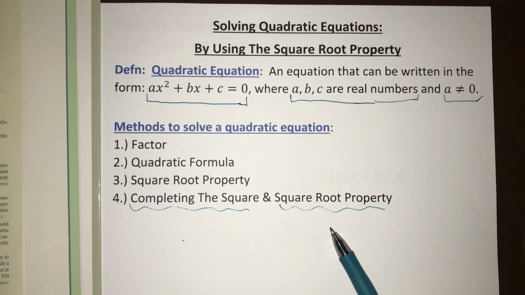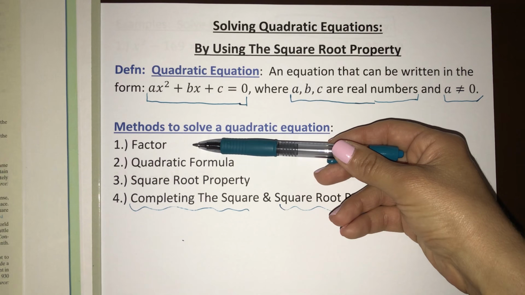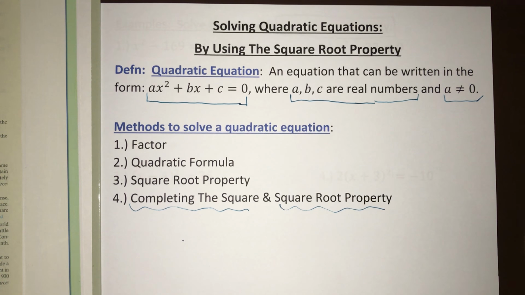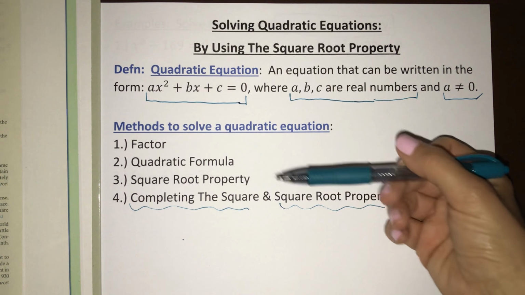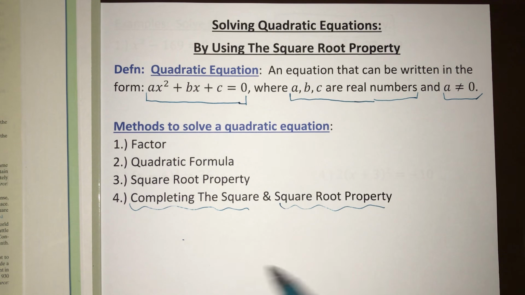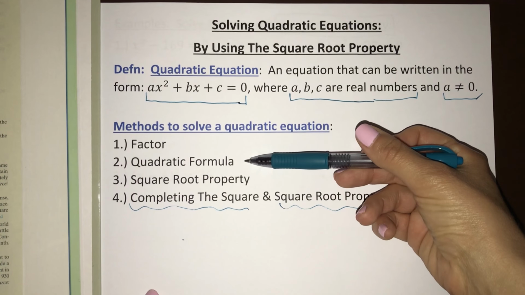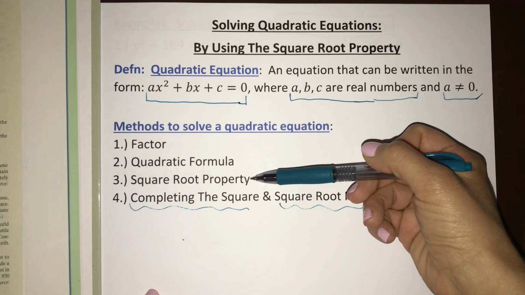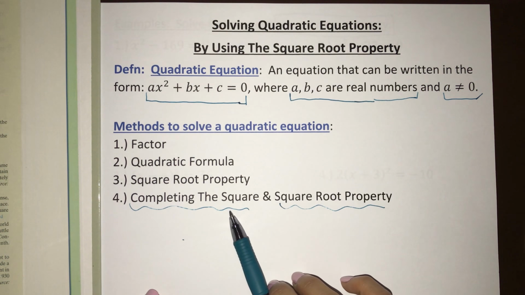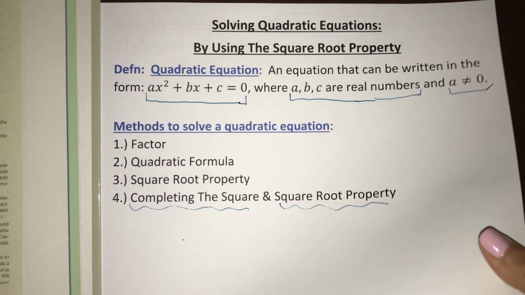So we have already seen how to solve a quadratic equation by factoring. But keep in mind that factoring doesn't work all the time because not every polynomial can be factored easily. So we also have the quadratic formula. This will work all the time. We also have the square root property, and then we have completing the square and then the square root property. So number 2 will work all the time, and completing the square works all the time as well. If you can't use the square root property, you will have to complete the square first and then use the square root property. Let's take a look at some examples.